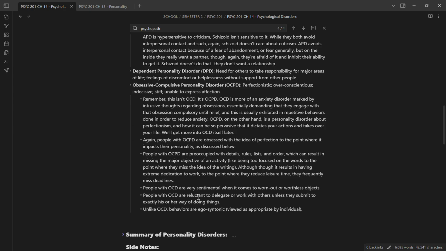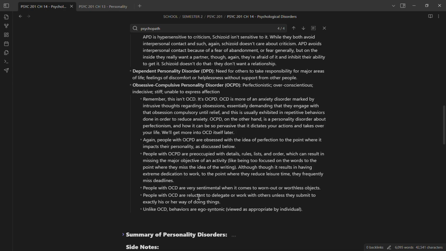OCD is more anxiety and marked by intrusive thoughts regarding obsessions, essentially demanding that they engage with obsessive compulsion until relief, and this is usually exhibited in repeat behaviors done in order to reduce anxiety. OCPD, on the other hand, is a personality disorder about perfectionism and how it can be so pervasive that it dictates all of your actions and takes over your life.